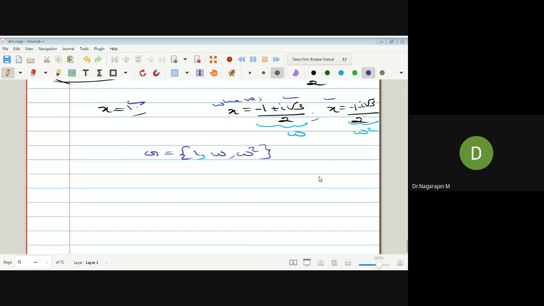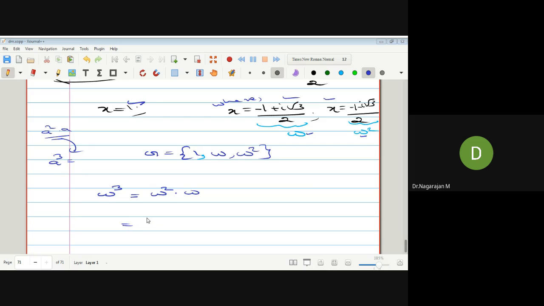Suppose their multiplication is there. Suppose the values are involving omega cube. So what is the value of omega cube? Because omega value is this one and omega squared value is this one. Then how to calculate omega cube? Normal multiplication. A cube how to find? A squared into A. A cube can be written as A squared into A. Omega cube can be written as omega squared into omega. Super, very good.